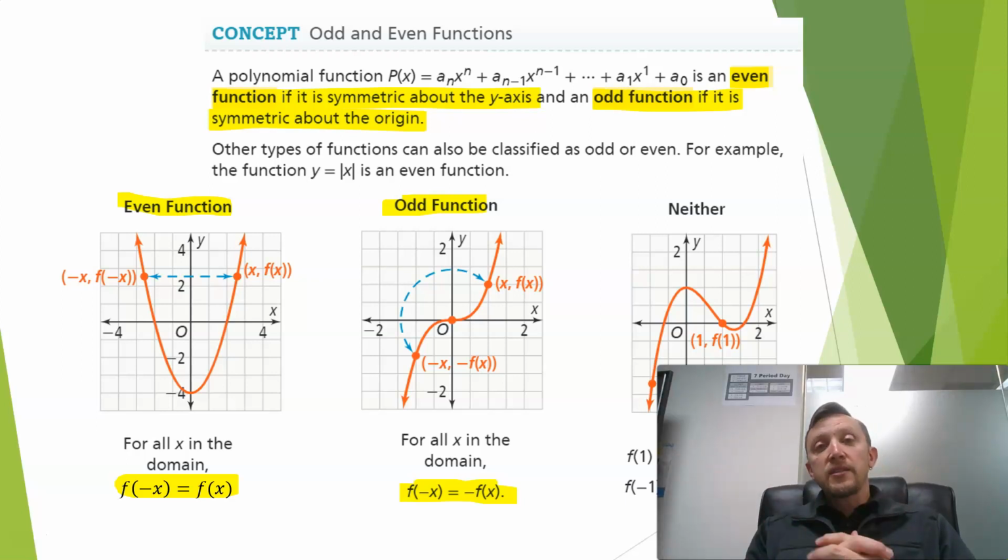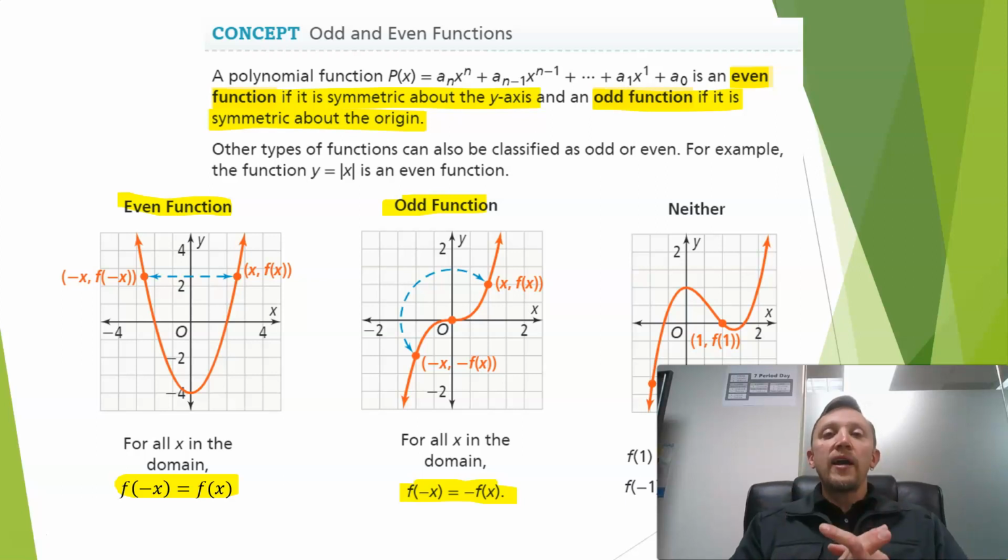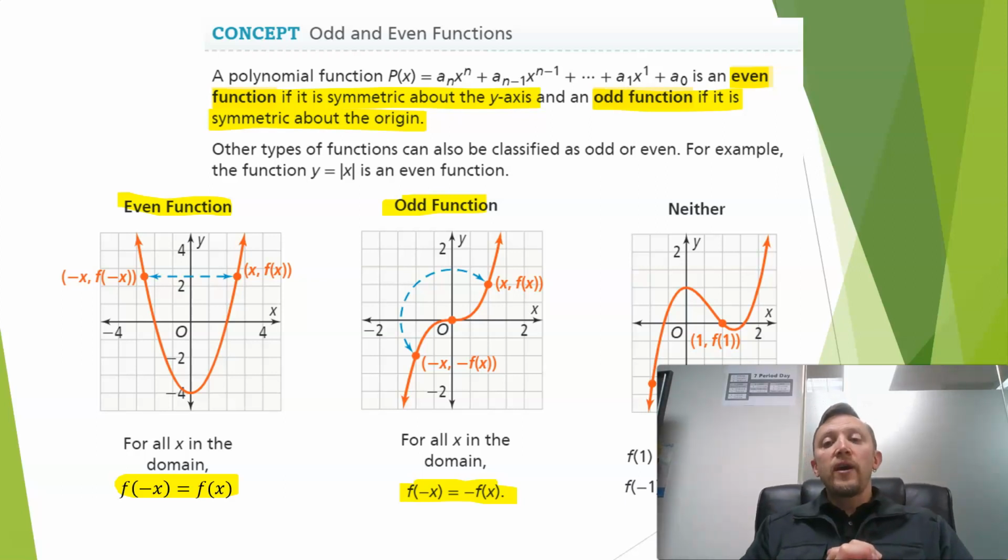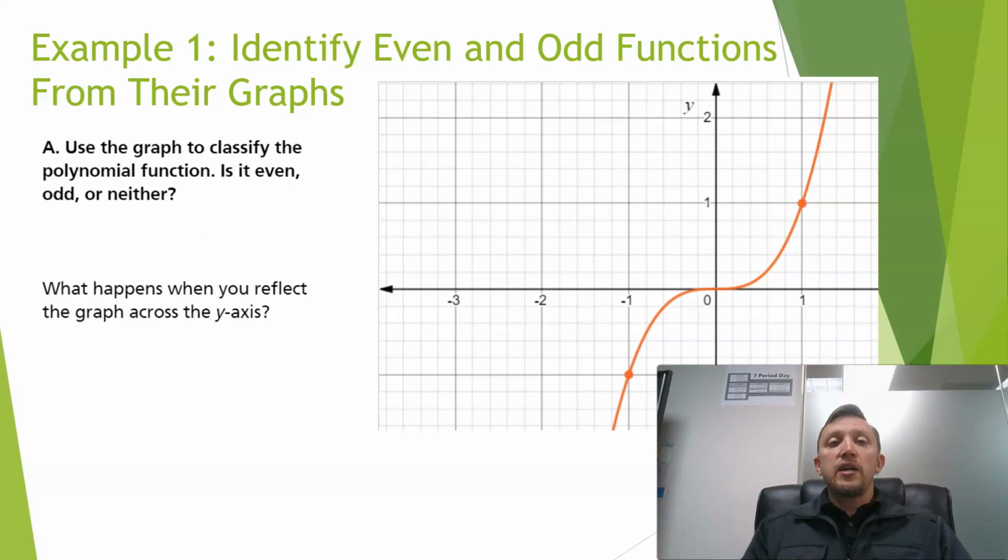Okay, so with this last example, this is neither odd nor even. If we reflect that over the y-axis, it's not going to be the same either way. And if we rotated it around the origin 180 degrees, it's not going to be the same graph. But let's look at another example. So here, we're going to determine whether or not this graph represents an odd or even function.